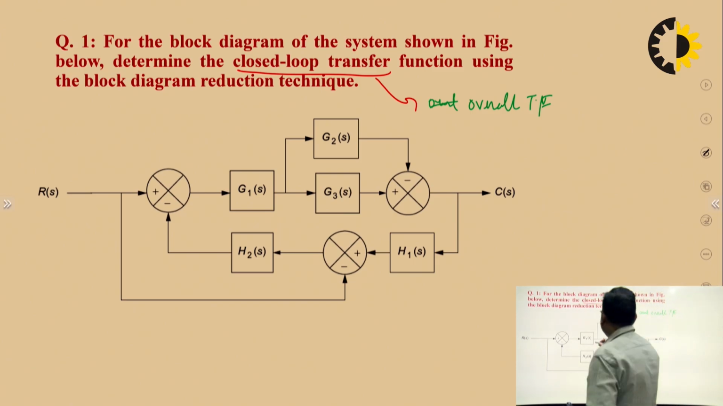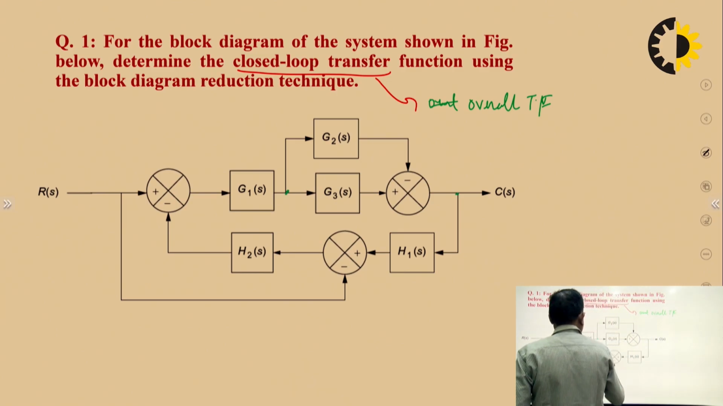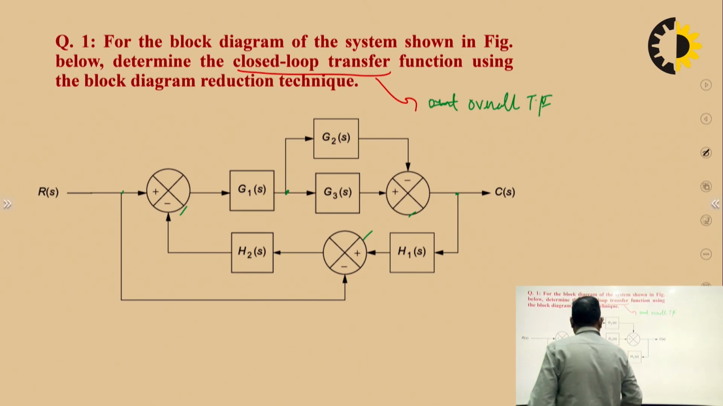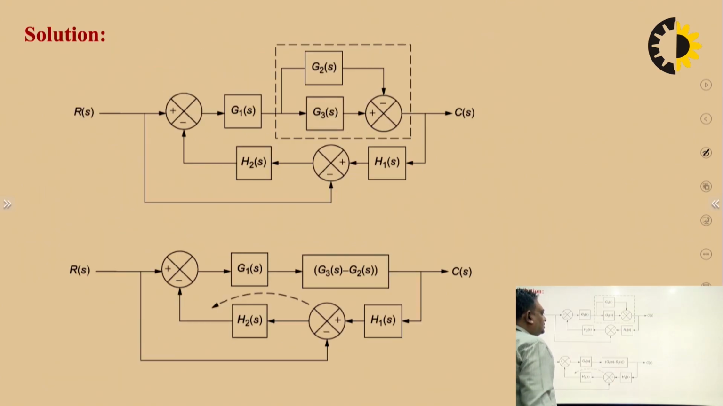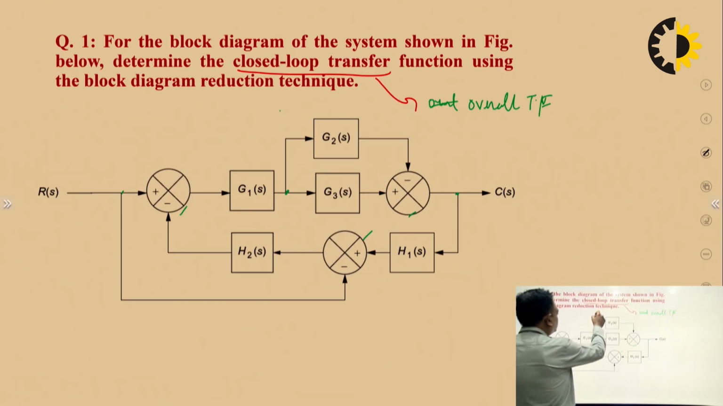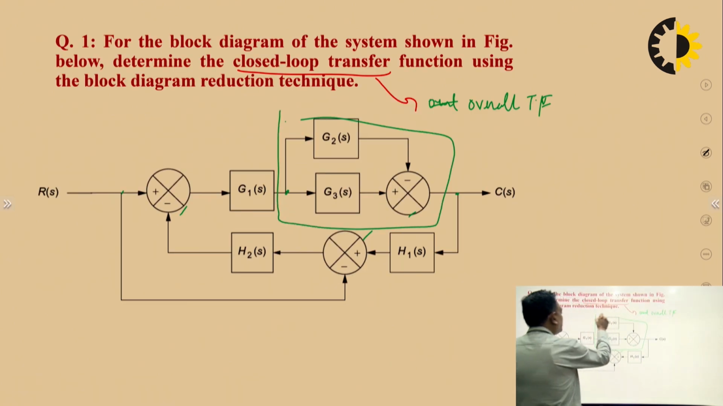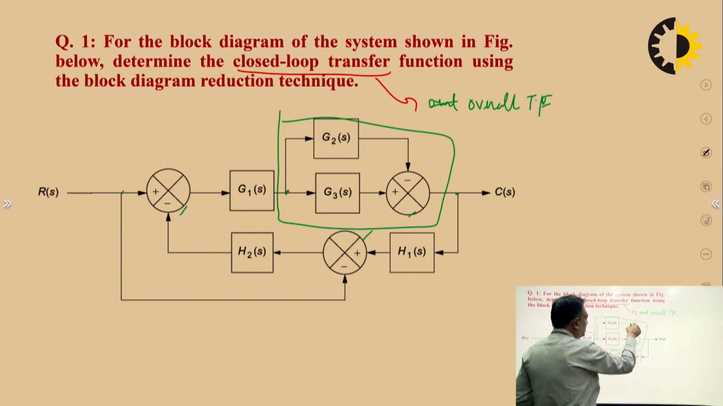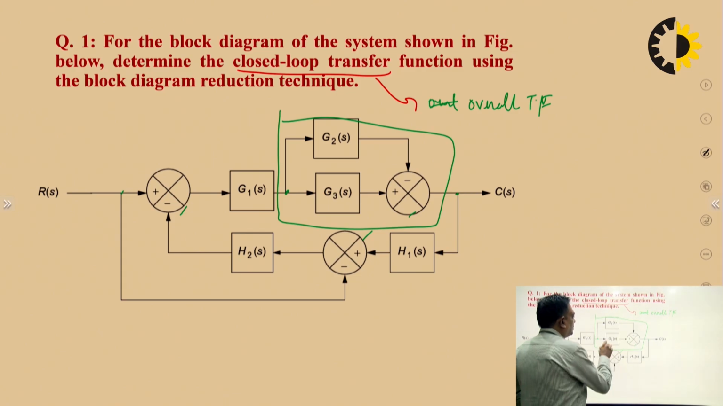Okay, so this is one takeoff point here, one takeoff point here, one takeoff point here. This is a summing point, summing point, summing point. Okay, so let us start the problem. First of all, we will eliminate this particular loop. You can see signals are coming at this summing point and both are in the same direction. So both blocks are basically in parallel.